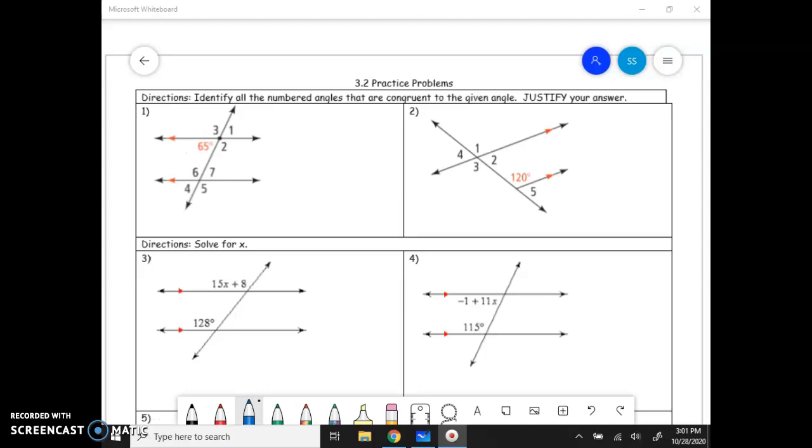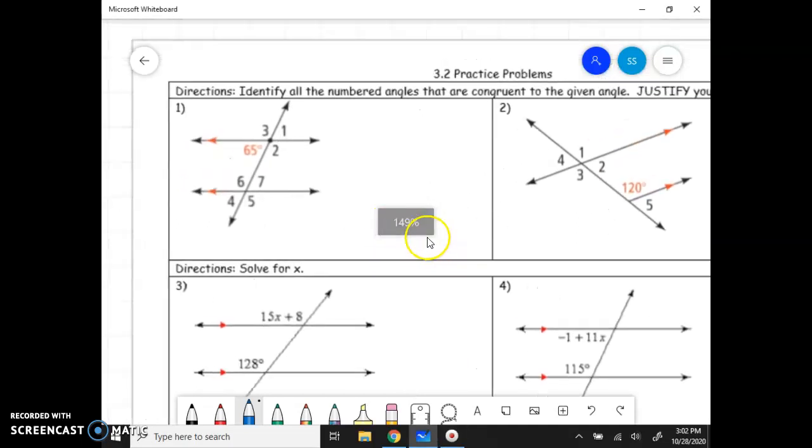All right, 3.2 practice problems. Just going to go through some of these with you guys. So numbers 1 and 2, we're going to identify all the numbered angles that are congruent to the given angle and justify your answer. Okay, so which of these angles are congruent to this angle right here, this 65-degree angle?